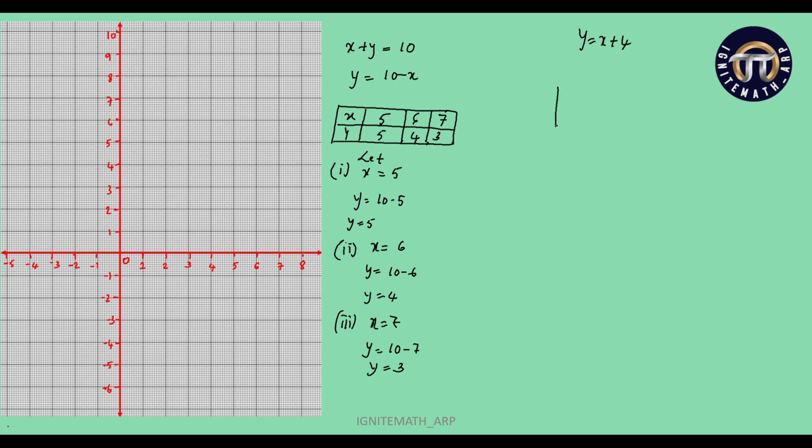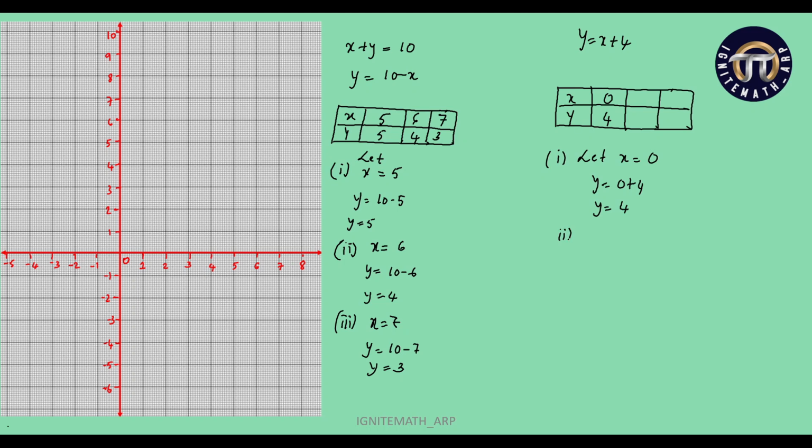Again, I will find out the 4 values of y for 4 different values of x. Okay, make this block. You can make the third column also there, which says x and y. All right, so this is x and this is y. So first what I do is, let me take x is equal to 0. So y is equal to 0 plus 4, y is equal to 4. x is 0, y is 4. So for the second value, x is equal to 2, I will take. Okay, so then y is equal to 2 plus 4, y is equal to 6.